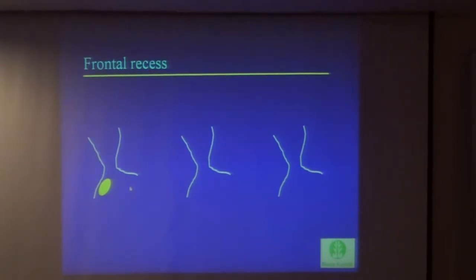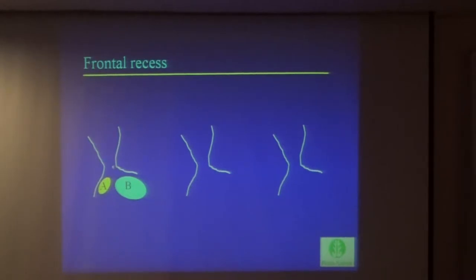The frontal recess is nothing but the space between the agger cell anteriorly and the bulla posteriorly, the space in between. Once upon a time, it was called the nasofrontal duct or the frontonasal duct, but not anymore. This is the frontal recess.